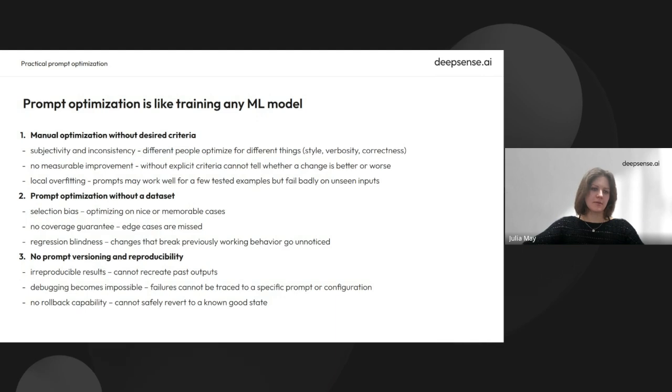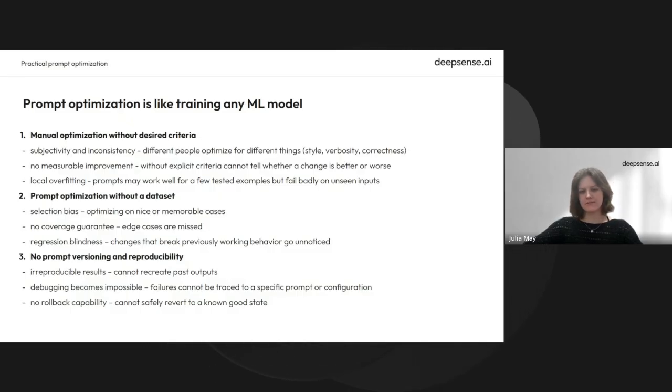And also there's the problem when we don't do prompt versioning and our experiments are not reproducible. In this case, we cannot recreate past outputs, so it's hard to tell if it's better or worse. Also, there's a problem with debugging because failures cannot be traced to some specific prompt. We just know that something got worse, but we don't know when. And we cannot do any rollback, so we have no guaranteed way to come back to a safe state.